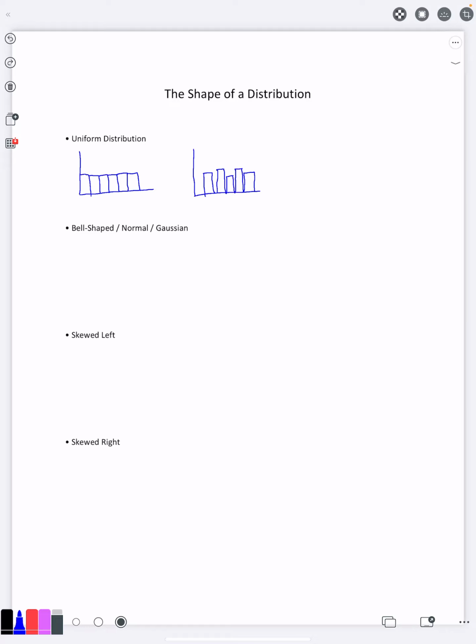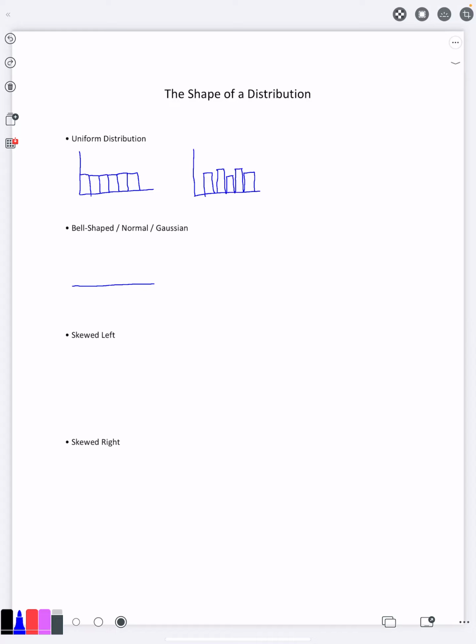The second one, and this one's going to be very big, we are going to be seeing over and over again in this class. It's very common. Some people call it bell-shaped. You may have heard of the bell curve before. One of its official names in math is normal, and another way of calling it is Gaussian, named after a famous mathematician, Carl Friedrich Gauss, who studied this. But no matter what name you use, they mean the same thing.